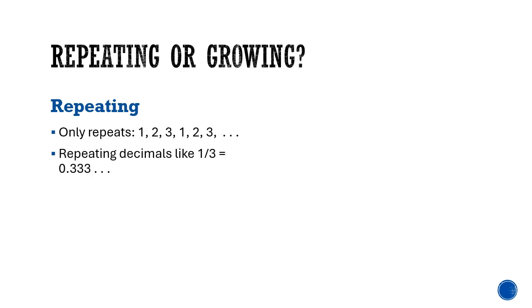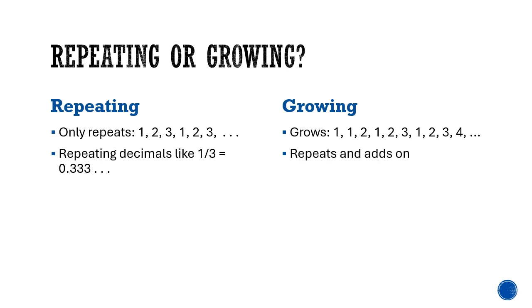Sequences can be repeating or growing. Repeating sequences repeat like the sequence 1, 2, 3, 1, 2, 3. Think about repeating decimals, like 1/3 is 0.33333, continuing on forever. Growing sequences grow, like the sequence 1, 1, 2, 1, 2, 3, 1, 2, 3, 4. It has a repetition, but it also adds to it.